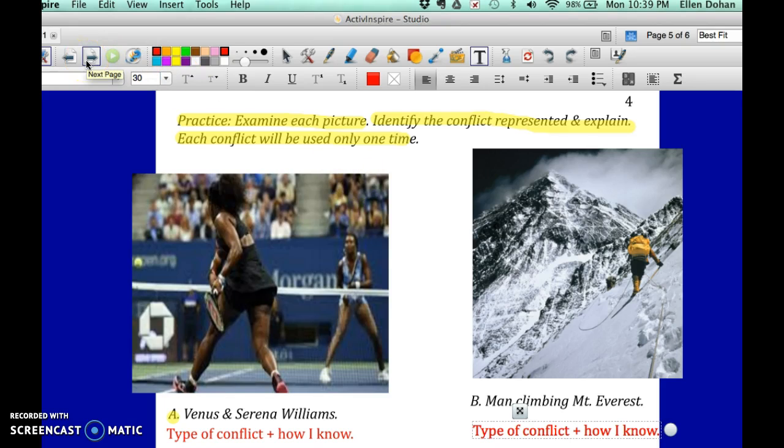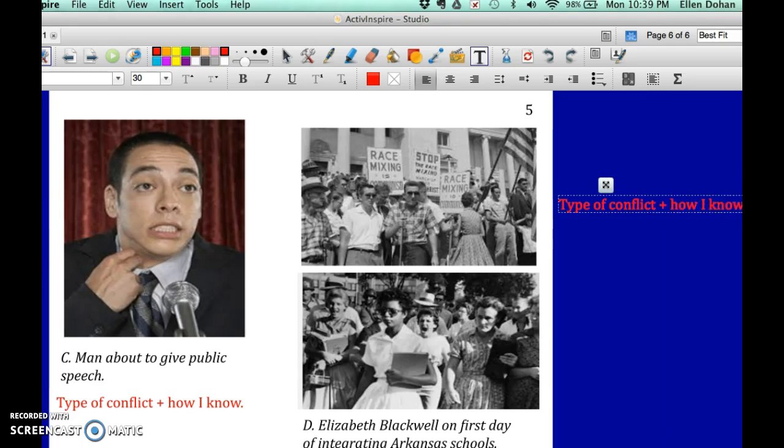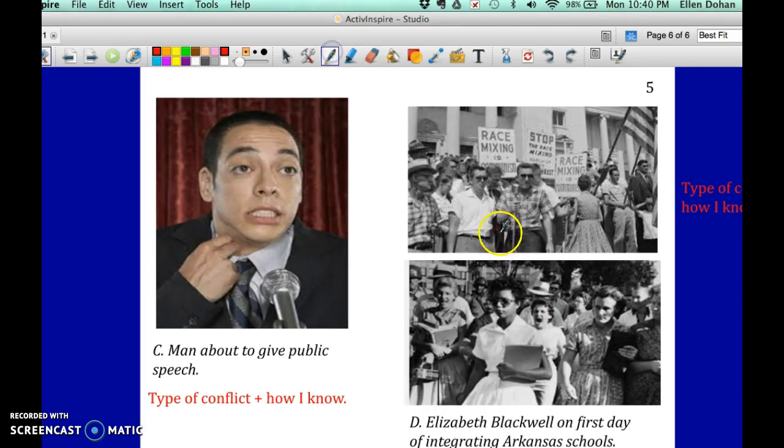We're going to move on to the last 2 slides. Picture C is a man about to give a speech. I want you to think, what type of conflict is this and how do I know? And the last type of conflict represented is Elizabeth Blackwell, who is this person right here, the African-American young girl, on her first day of integrating Arkansas schools. And Arkansas schools were predominantly white. So I want you to think again for D, what is the type of conflict and how do you know?